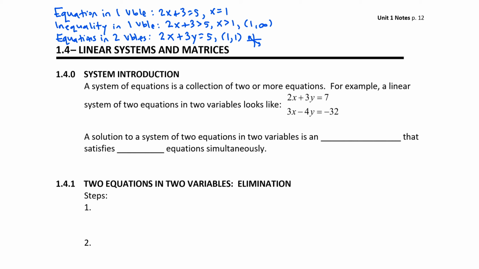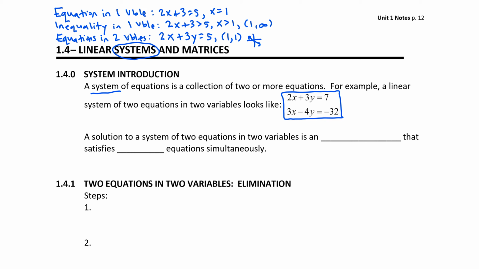Today, we're going to move into linear systems. So we're still working with two variables, we're still working with lines, but now we're going to be looking at a pair of equations. So section 1.4.0, System Introduction. A system of equations is a collection of two or more equations.